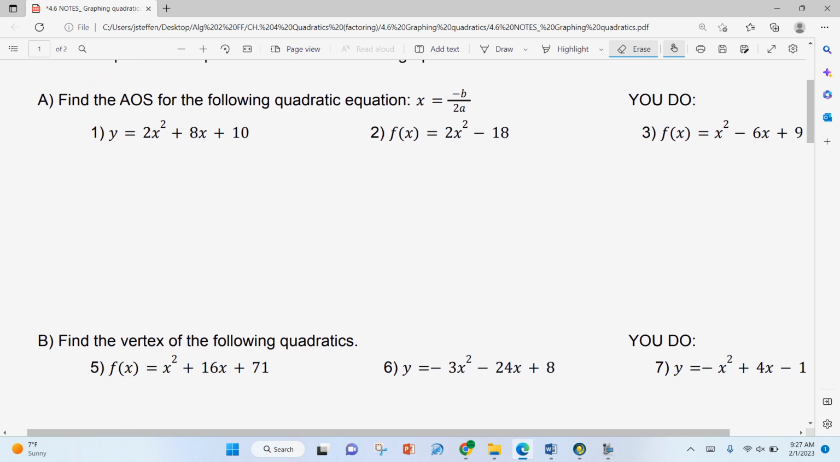These first 3 problems already have the axis of symmetry, so don't make this harder than it is. You're plugging it into the axis of symmetry equation. I abbreviate axis of symmetry to AOS a lot.